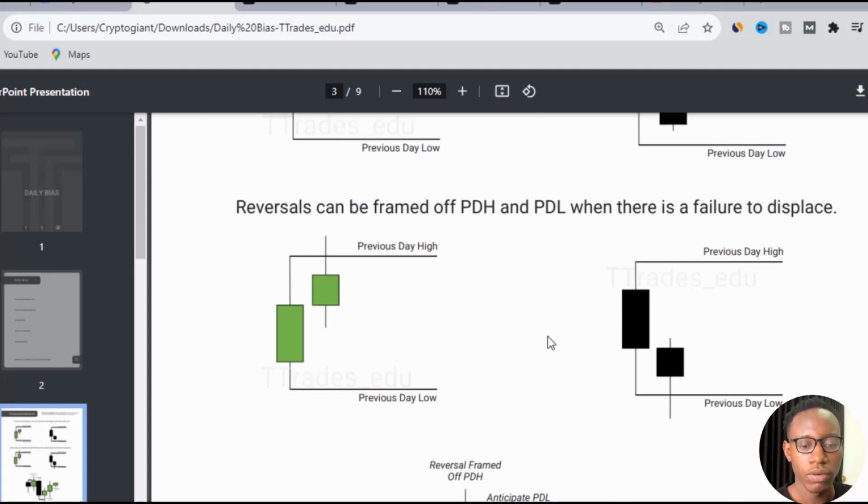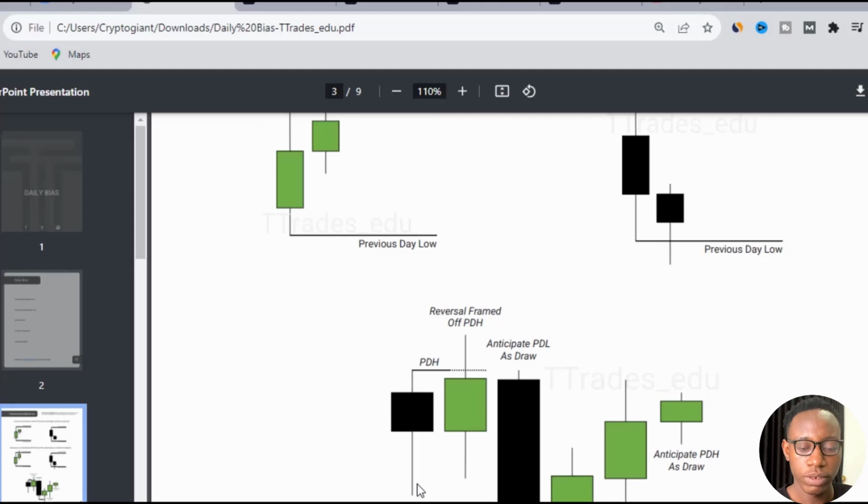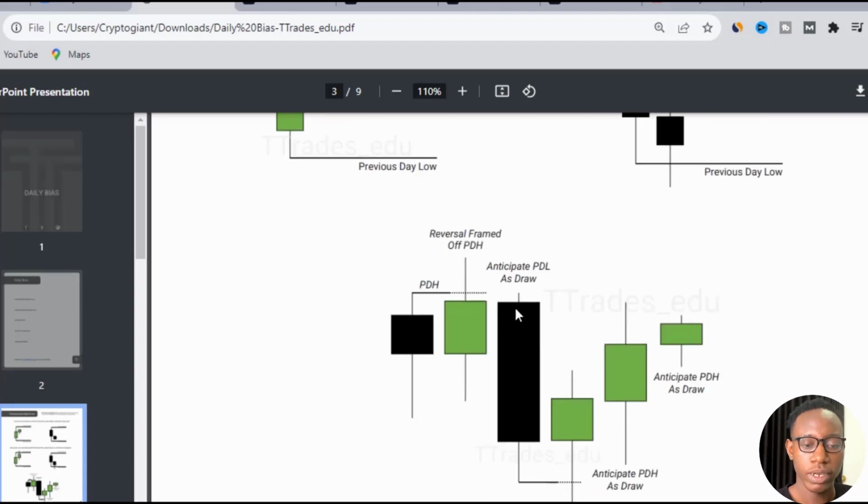For example, using the previous day high and low to frame a reversal, we have the previous day high right here. Price reached the previous day high and we have a close below that, so we expect price to reach the previous day low on the next day because of this failure to displace above the previous day high, and that is what we had on this candle. Then on the next day we also have a reach below the previous day low and a close above, so we expect price to draw to this previous day high, and that is what we got on this candle.